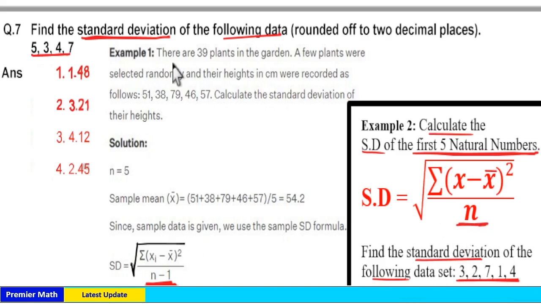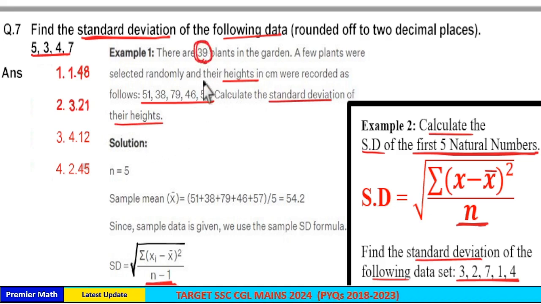But in the second case, the example is, there are 39 plants in the garden. And out of these 39, heights of 5 plants are given. Then calculate the standard deviation of their heights. Which means, here 39 is the whole population. And out of these 39, heights of only 5 plants are given, so you only have certain data out of the whole population. Which means you should use n minus 1 in the denominator.